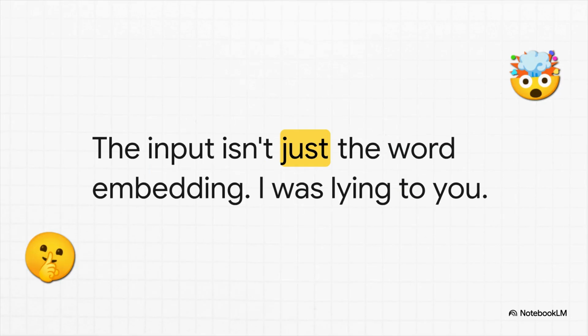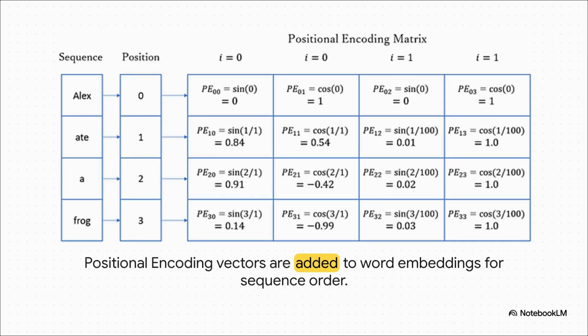Okay, so I gotta come clean about something. A minute ago, when I said the input was just the word embedding, yeah, I was kinda lying. There's a little secret ingredient we add right at the beginning that helps us solve that whole word order issue. And the solution is actually pretty clever. We literally just add another vector, this positional encoding vector, right on top of each word's embedding. This new vector is totally unique for each spot in a sentence. It's like stamping each word with its position number, first, second, third, and so on. And just like that, word order problem solved.